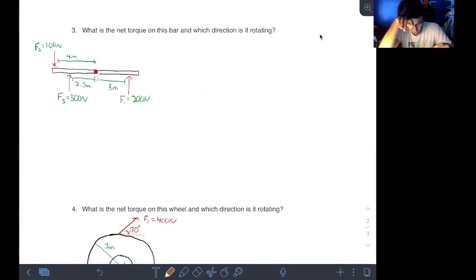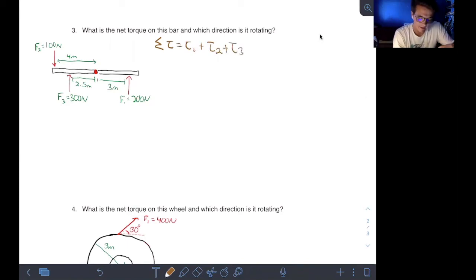So what is the equation for net torque? Essentially, we have to add up all the individual torques that these forces are applying here. So torque 1 plus torque 2 plus torque 3. And then how do I get the torque for the first force? Easy equations: it's force times the radius. So torque equals radius times force. I think it should be on the equation sheet.